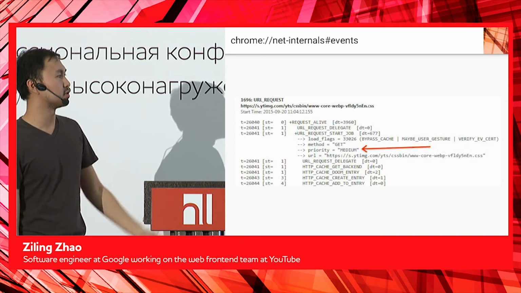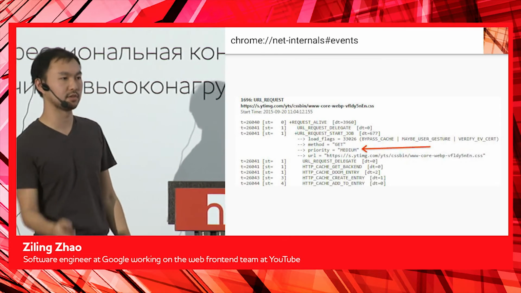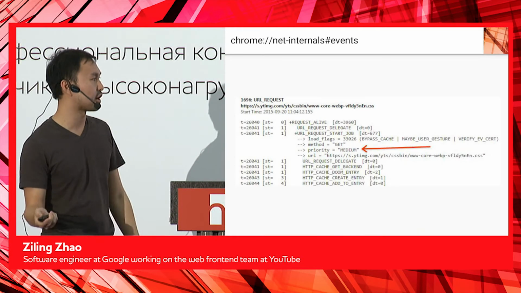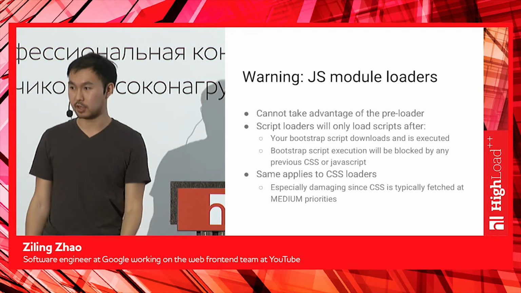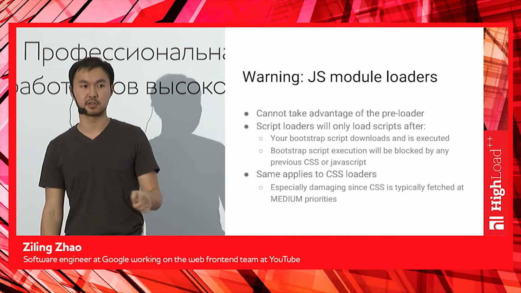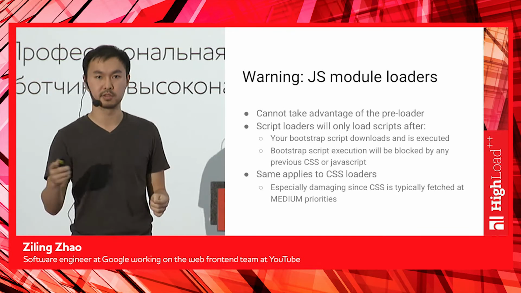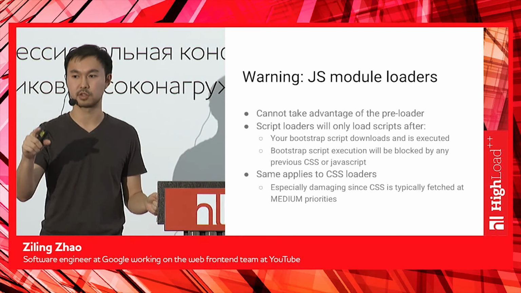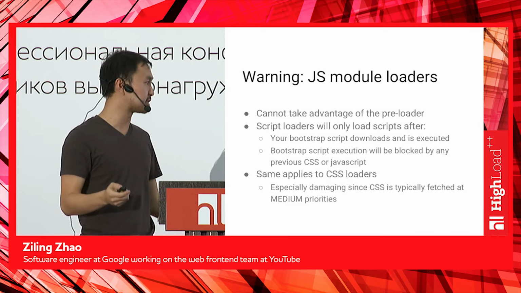So you can take a look at what priorities you have. You go to Chrome Net Internals events, you can go and see all the crazy stuff that's happening, and priority right there. So one warning is if you use JavaScript module loaders, the preload scanner cannot see inside your JavaScript. It doesn't know what's going on. So if you have scripts that are in there, the preload scanner cannot see them. It'll have to wait until the parser gets to the JavaScript, executes it, and then it will download. The same applies to CSS loaders.